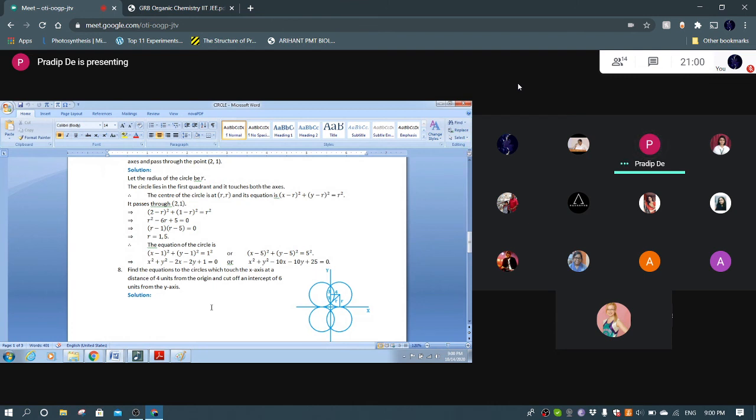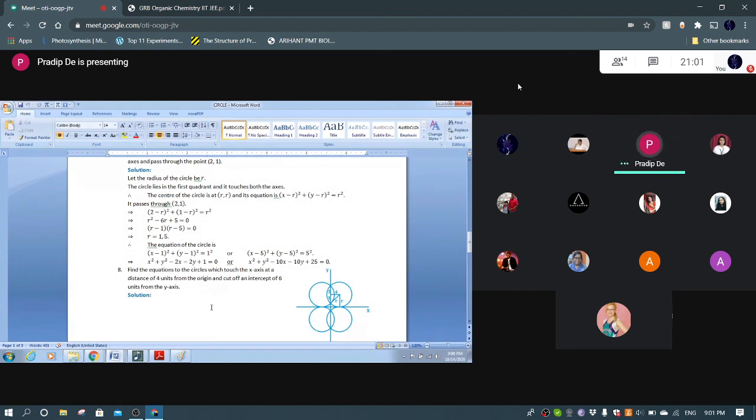What is the radius? 4. Radius is not 4. What you see in the diagram, that is the length of the perpendicular from the center to a chord. That is not the radius. It is 5. Radius 5, very good. In fact, r square is equal to 3 square plus 4 square, so r is equal to 5.